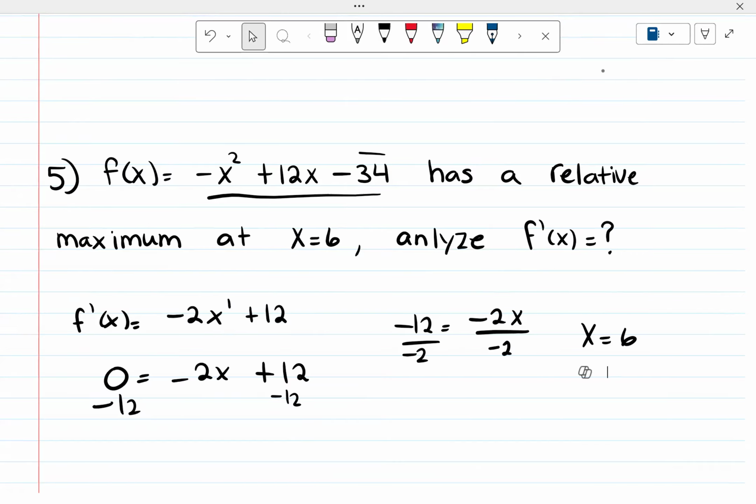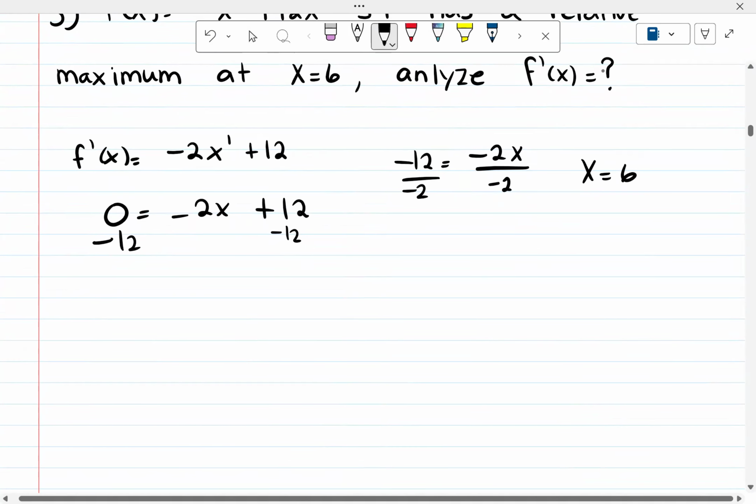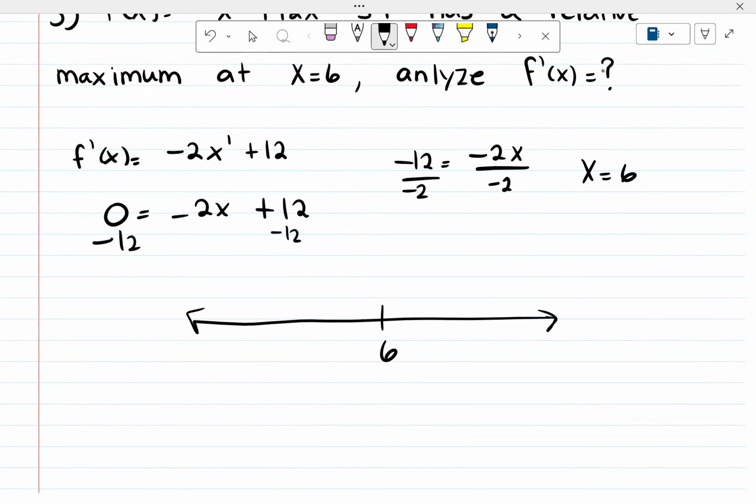So that's our critical value, and then you put it on a number line. We only have one critical value, so you could put 6 right in the middle. So you have to test the left side of 6 and the right side, and then just plug into f prime. So f prime is negative 2x plus 12.